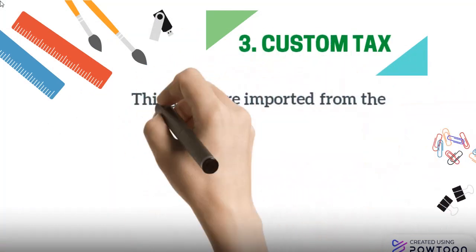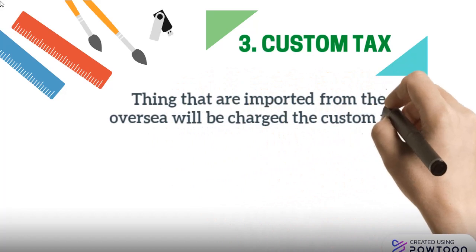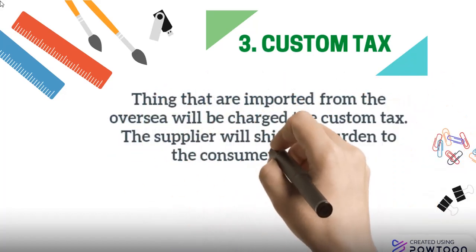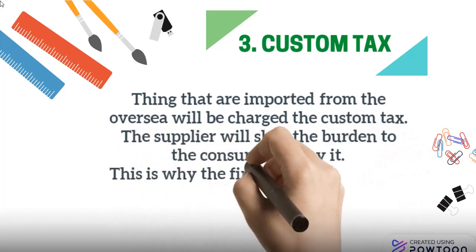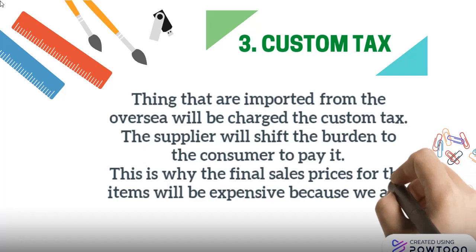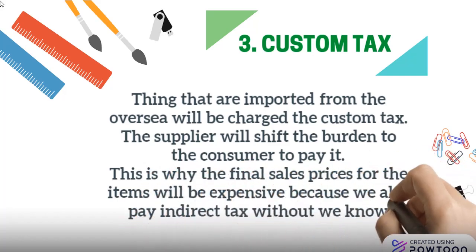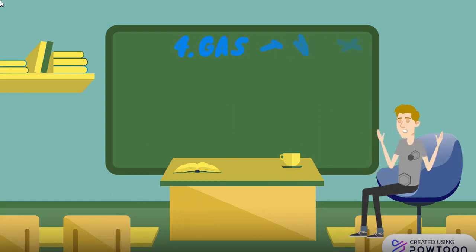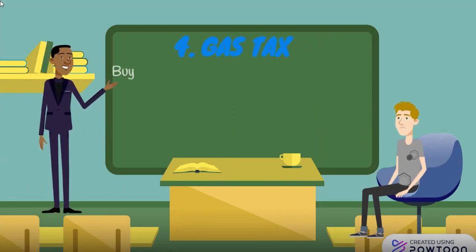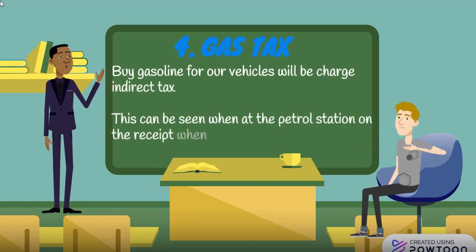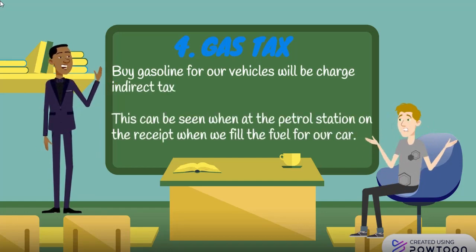The third one is custom tax. Things that are imported from overseas will be charged custom tax. The supplier will shift the burden to the consumer to pay it. This is why the final sales price for the item will be expensive, because we also pay indirect tax without knowing. The last one for indirect tax is gas tax. Buying gasoline for our vehicle will be charged indirect tax. This can be seen at the petrol station on the receipt when we fill the fuel for our car.